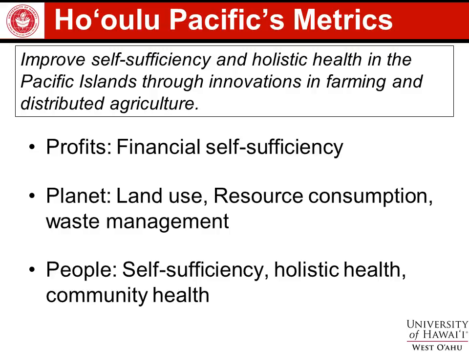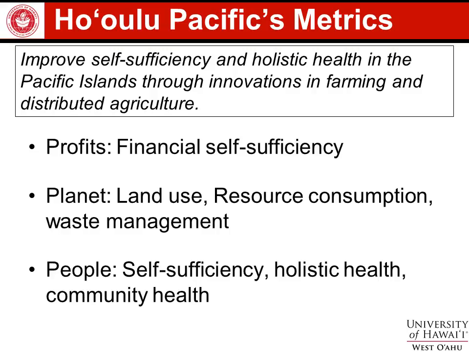I showed the video on Ho'oulu Pacific because it allows us to have a more comprehensive discussion about metrics. Now here's Ho'oulu Pacific's stated mission statement: improve self-sufficiency and holistic health in the Pacific Islands through innovation in farming and distributed agriculture. If we look at the 3 Ps of profits, planet, and people, for profits we see that they seek to be financially self-sufficient. So they're not looking to make a profit, but they want to not be dependent on grants.